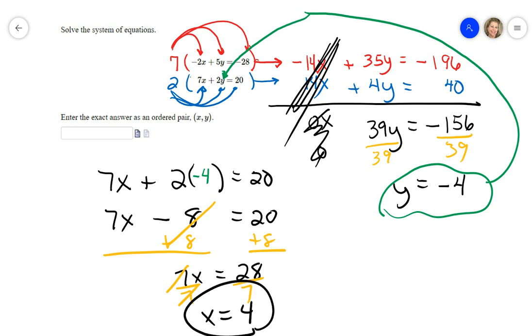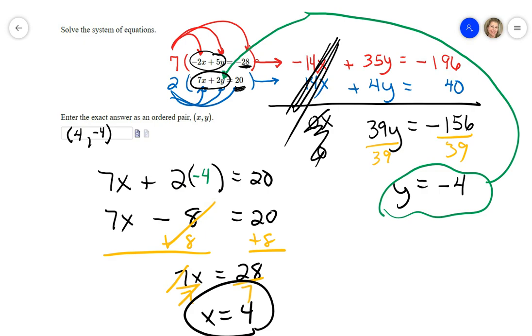There's my x coordinate. It says enter the exact answer as an ordered pair. So you will need parentheses and a comma in between. The x coordinate was 4 and the y coordinate was -4. And that is the point where those two lines would intersect. Now if you want to double check, you can plug 4, -4 into both equations and make sure that this works out to be a -28 and this works out to be a +20. If you want to check it, you can do it that way.